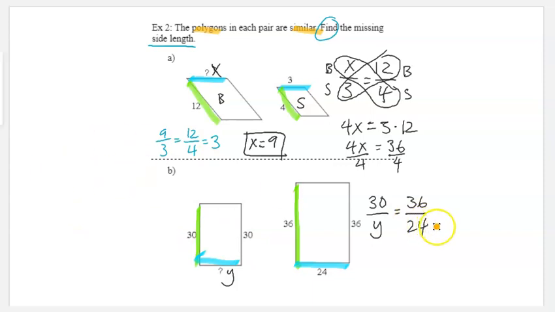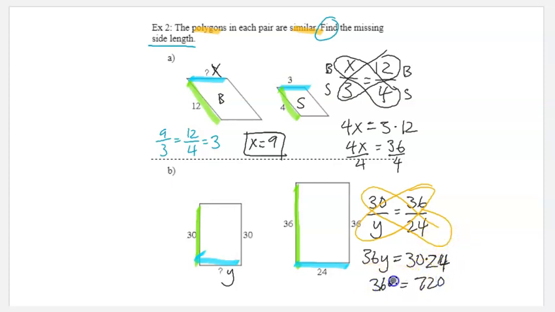So solving this the same way, I'll have y times 36 equals 30 times 24. So that's 36y. Oops, need my y there. Equals 30 times 24. And 30 times 24 does come out to 720. Dividing by 36, I get y is equal to 20.